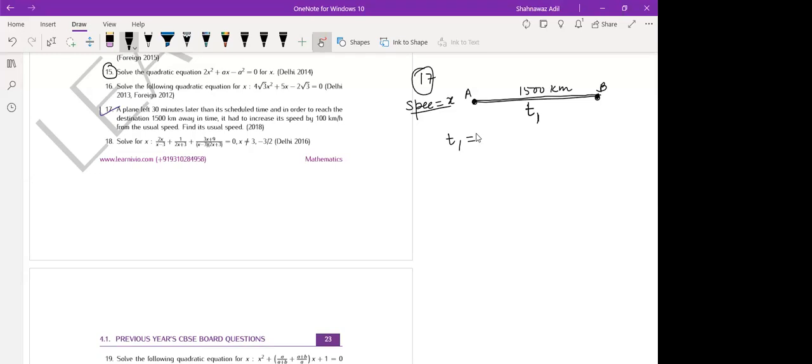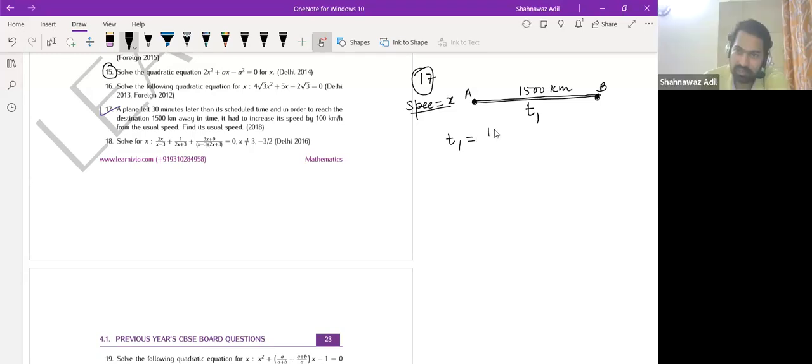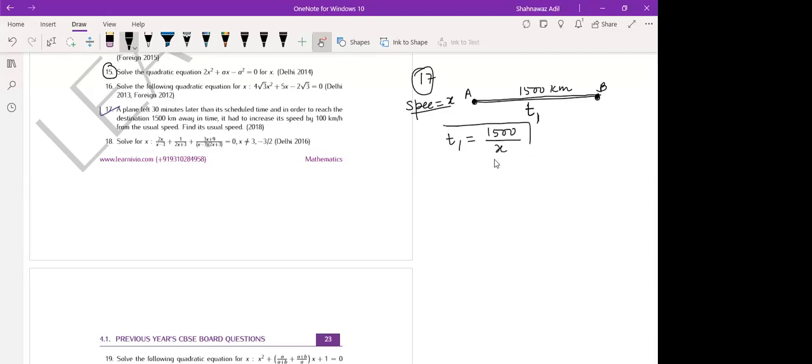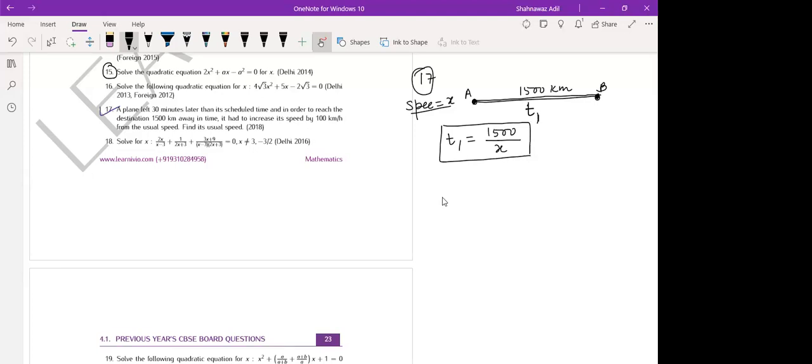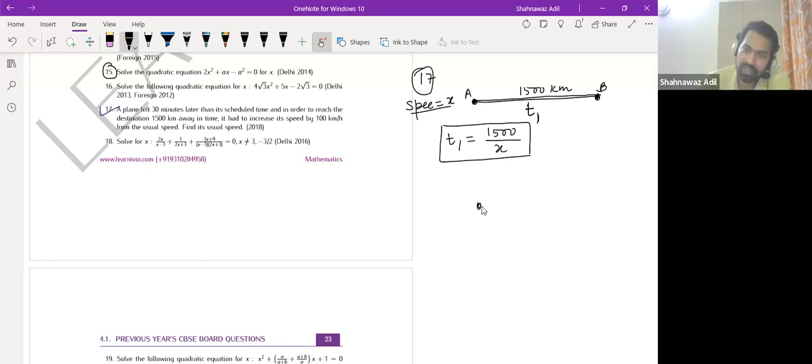Distance by speed. Yes, so distance is 1500 and speed is x. Good. So this is right, Shaima. We are exactly doing the same thing, right, Shaima? Yes, sir. Okay, now the scenario has changed.